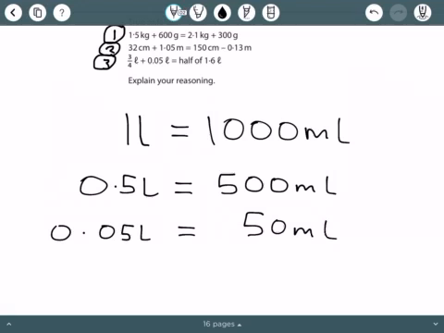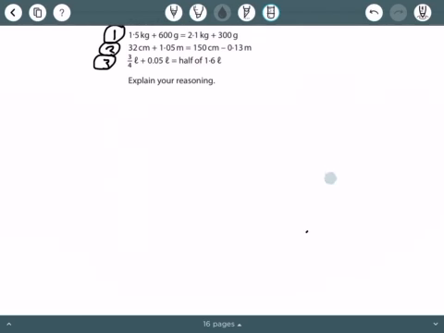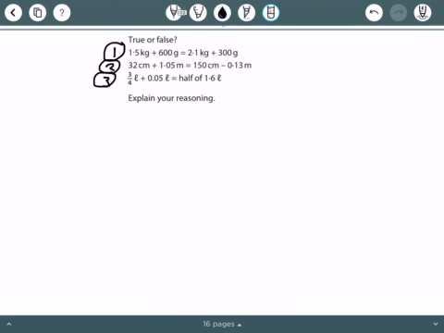Okay, so let's have a look now at answering the questions, whether we think that they are true or false. So the first one, when we're looking at the kilograms and grams, it's useful here to put the measurements into the same unit. So we've got a mixture of kilograms and grams there.